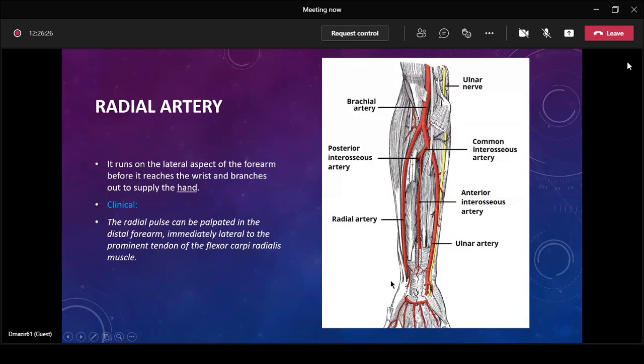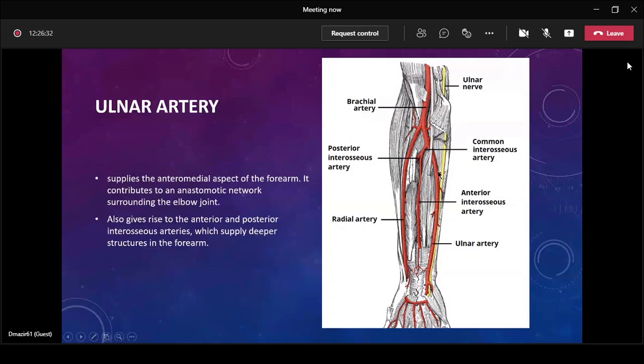Now we are going towards the ulnar artery. Ulnar, as I pointed out, is larger relatively in diameter. It gives rise initially to the common interosseous and anterior and posterior ulnar recurrent branches, which take part in anastomosis around the medial border of the medial end of the elbow joint.